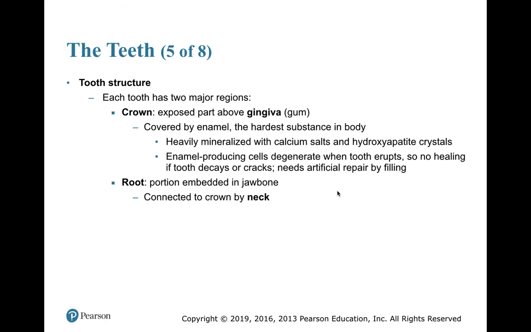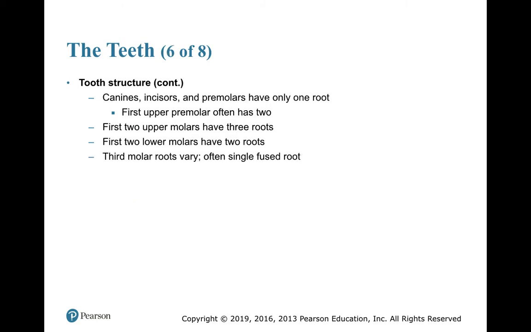The root is the portion of the tooth that is embedded in the jawbone. It's connected to the crown by the structure called the neck. Canines, incisors, and premolars have one root. The first upper premolar often has two. First upper molars have three roots. The first two lower molars have two roots. And the third molars, the roots vary. Often it's a single fused root.